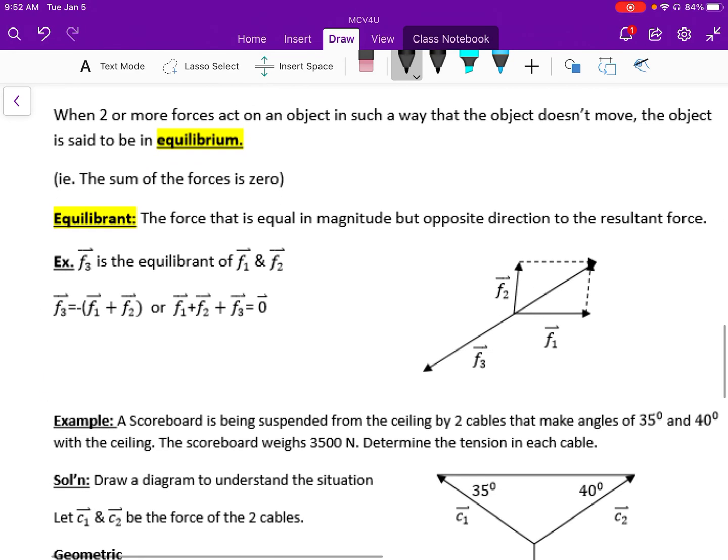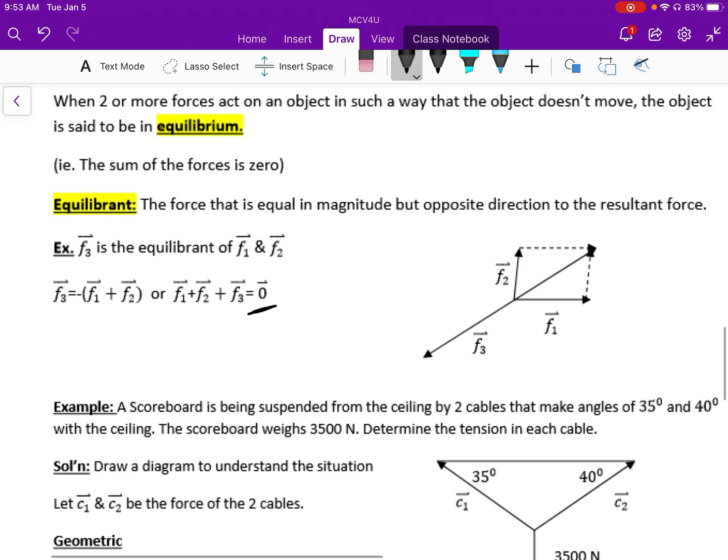If you add up, let's say, F1, F2, you're going to end up with the equal and opposite force of F3 in the opposite direction. Add them all up, you get zero, the zero vector. So that's the idea. This is what we're going to be taking a look at.